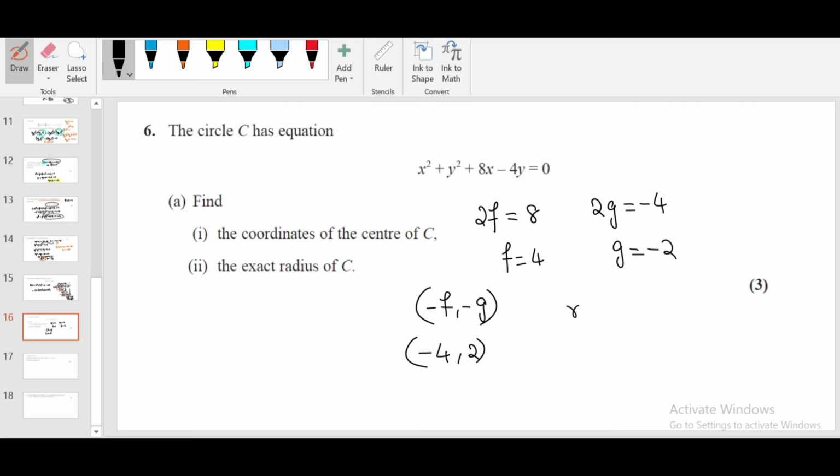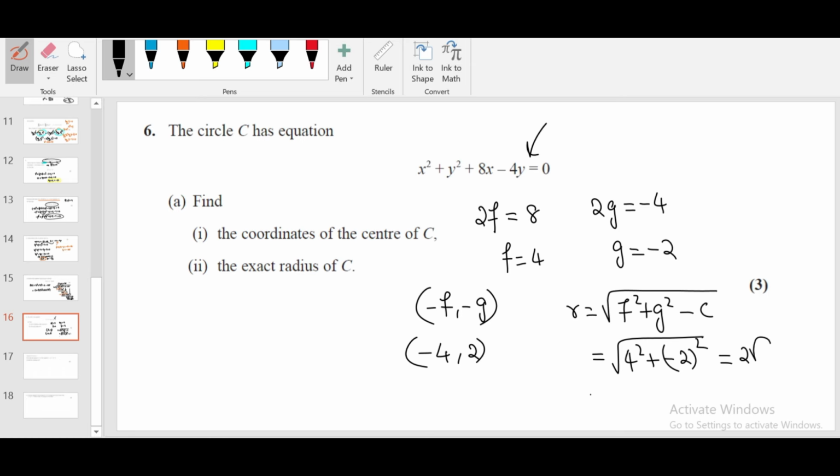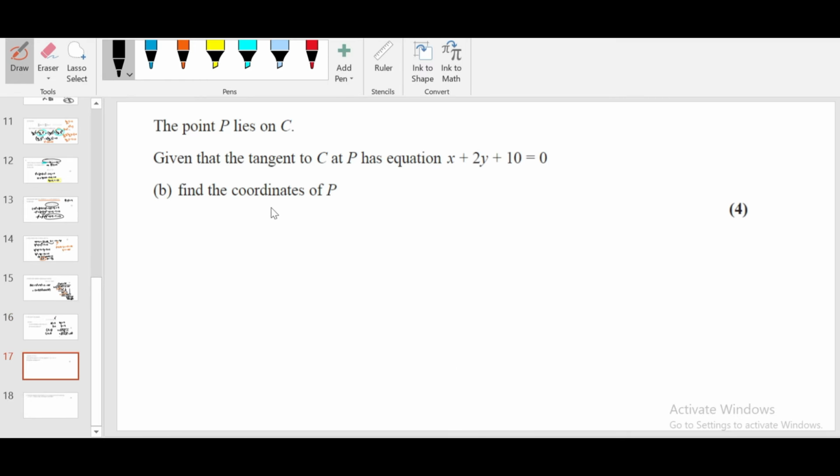And then to find the radius, the formula is square root of f square plus g square minus c. C is the constant term, there is nothing here, so C is 0. F square plus G square, square root of, it's going to be 16 plus 4, 20. So square root of 20 is 2 root 5. That's the radius. That's it. Easy 3 mark. Part B now.